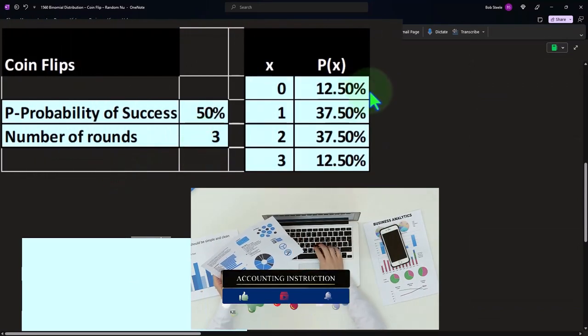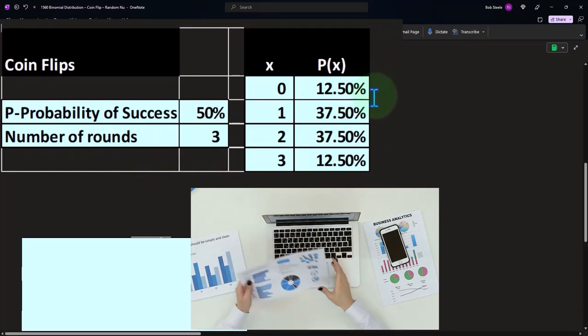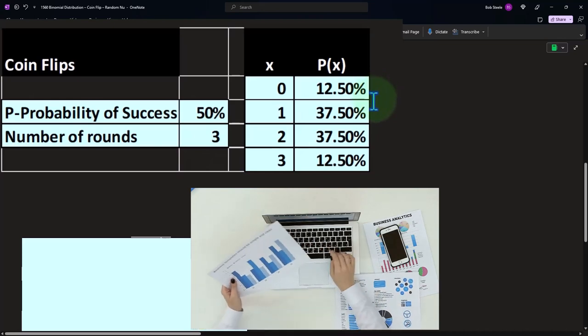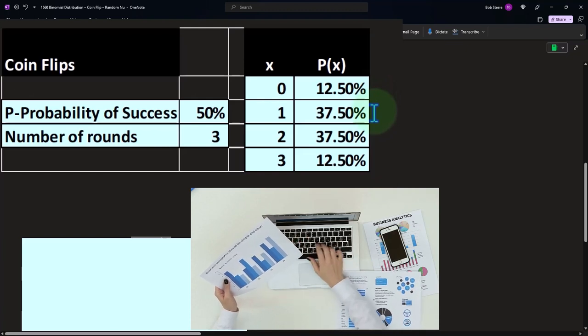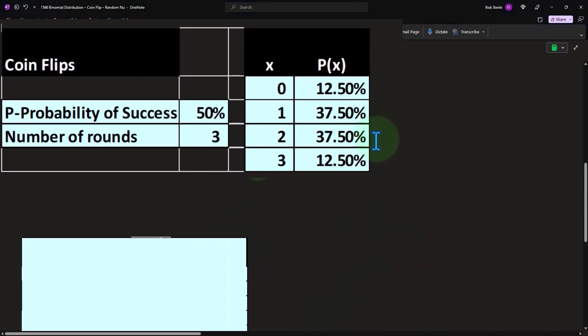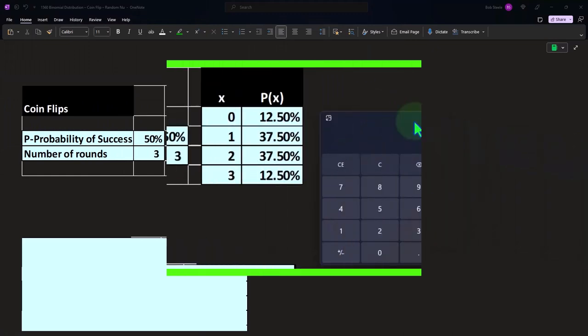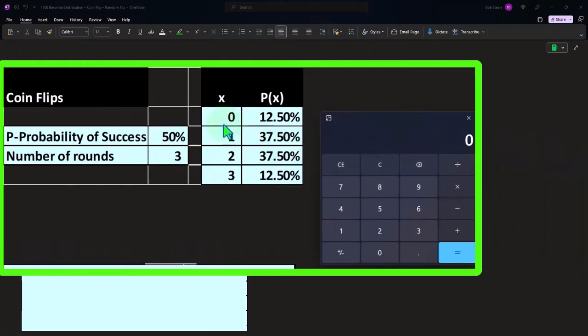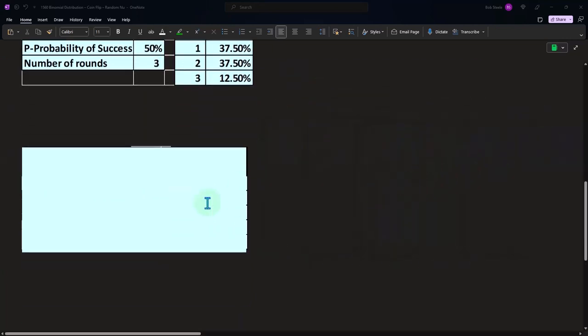So now we've got the likelihood that we get zero successes out of three flips, zero heads, that is 12.5%. Likelihood that we get one success out of three flips, 37.5. Likelihood that we get two successes, 37.5. Three successes, three heads, 12.5. And we could also ask questions, of course, like what's the likelihood that I get either zero or one successes? That would be a cumulative type concept, 12.5 plus 37.5. We're coming to the 50 if I added those correctly.